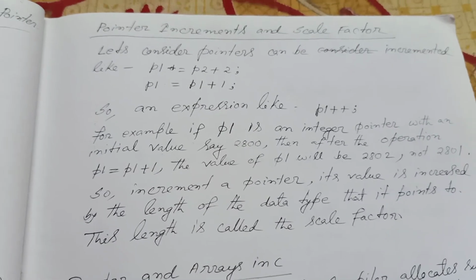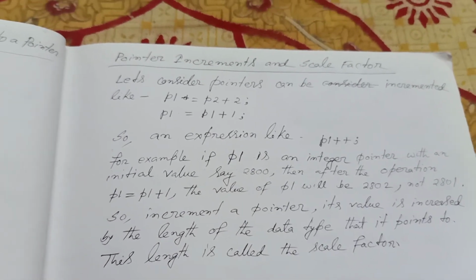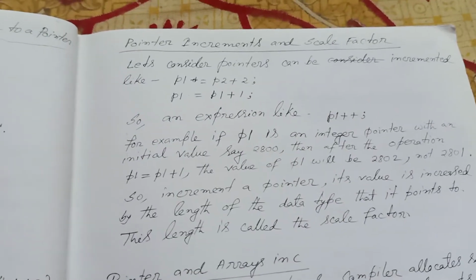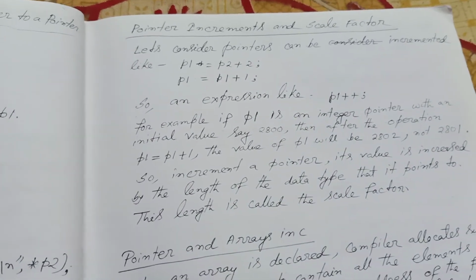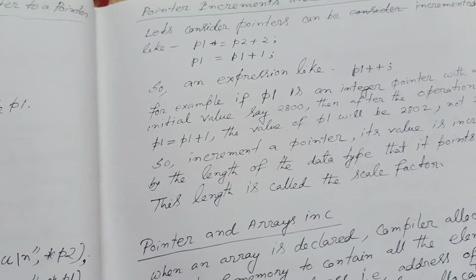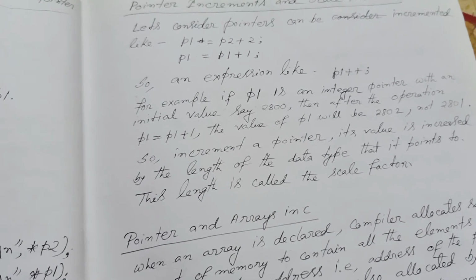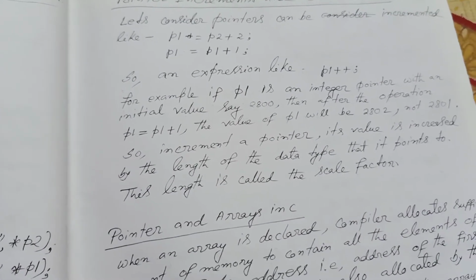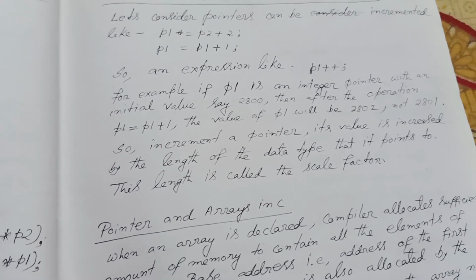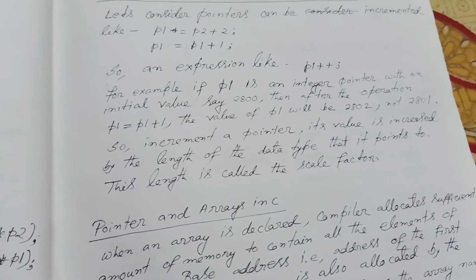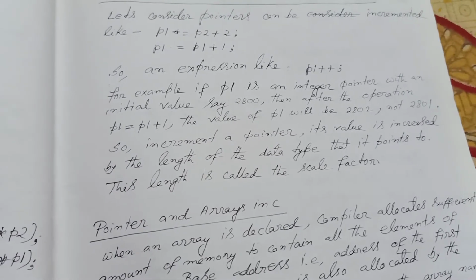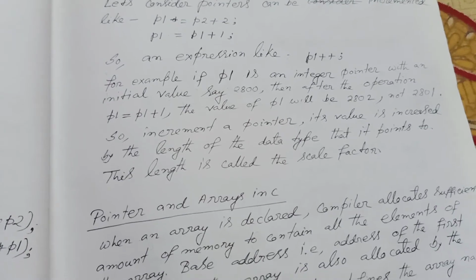That means this p1 is obviously an integer data type. So the integer data type size, that means how much size it takes to store, is 2 bytes. So that's why when the initial or base value is 2800, then after increment the value of the address will be 2802. Okay.